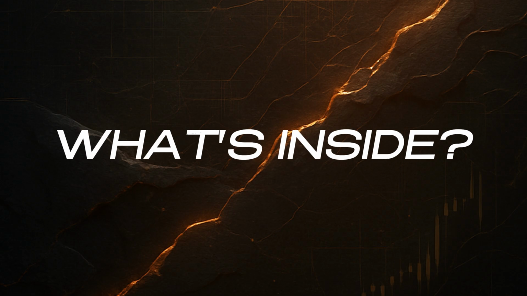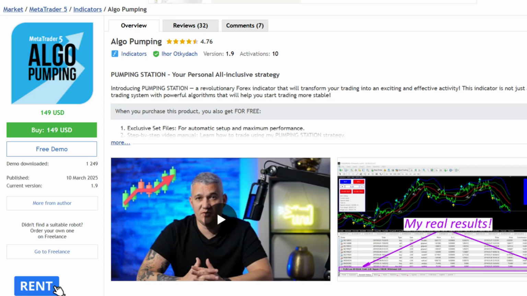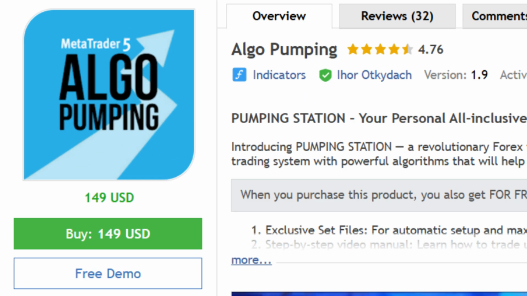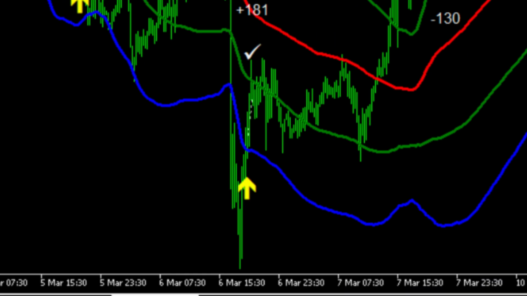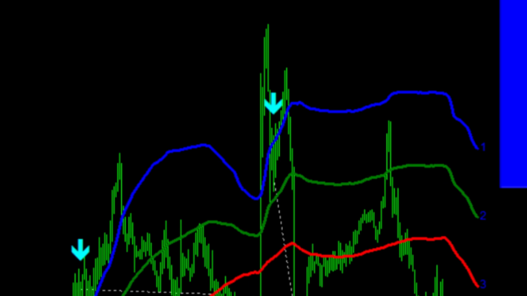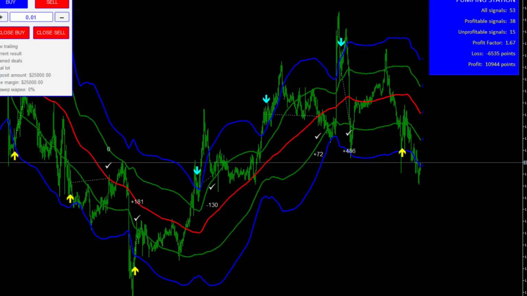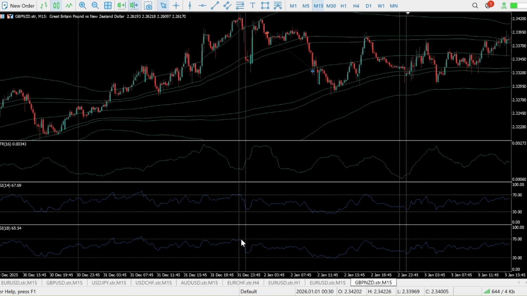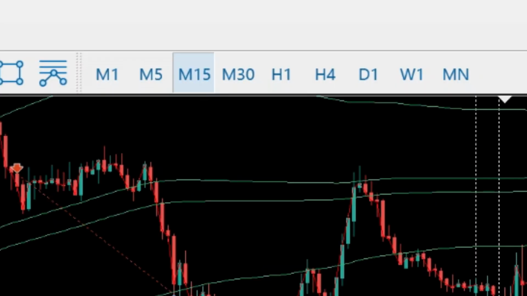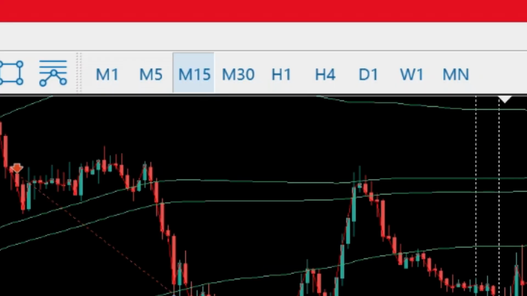What's inside? The advisor is built on the basis of the author's manual strategy, algo pumping. It's reversal trading on swing reversals. Simply put, the expert looks for moments when the price breaks through a local maximum or minimum and turns back. For analysis, modified Bollinger Bands, RSI, moving average, and the author's swing indicator are used. All this works on the M15 timeframe. The developer also announces support for H1 and H4 in future updates.